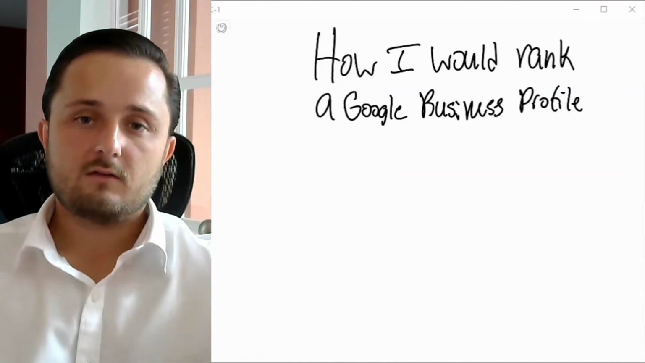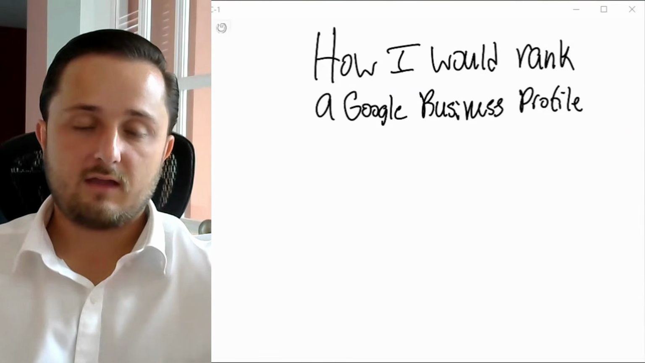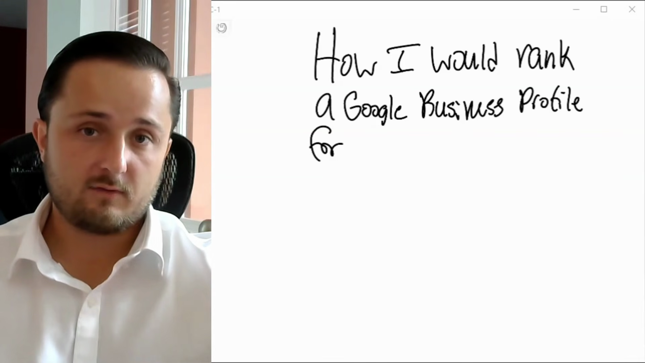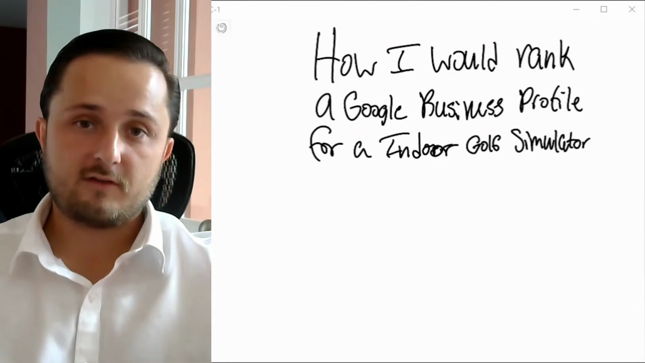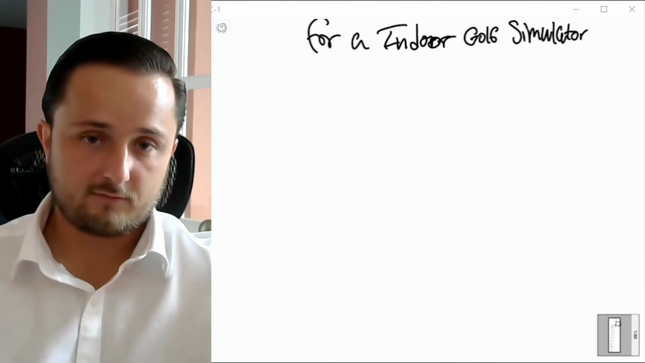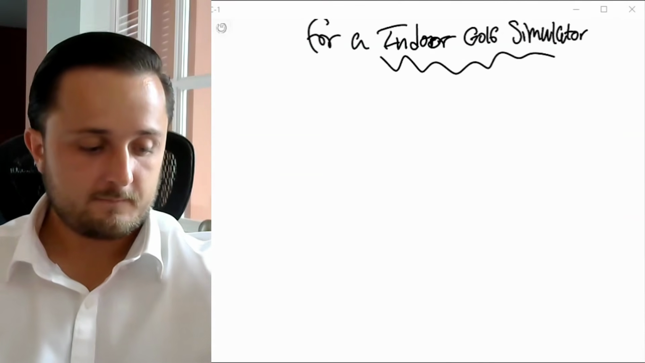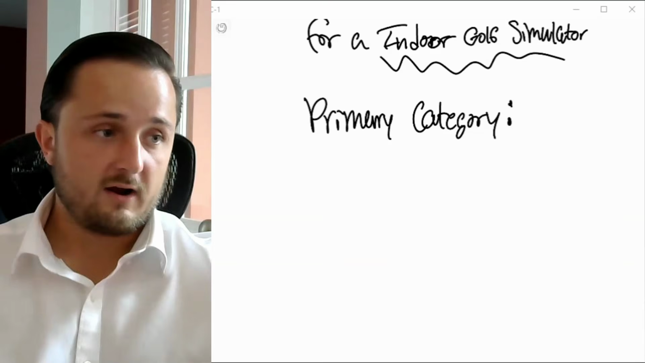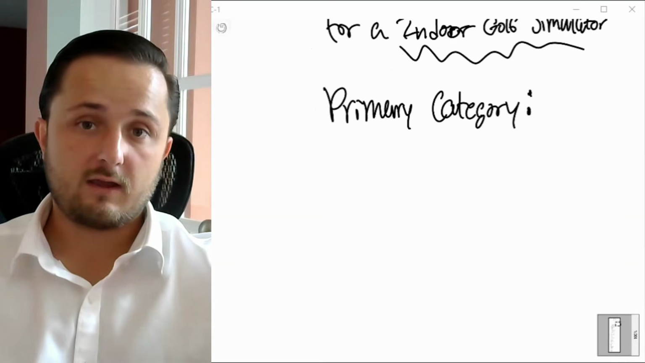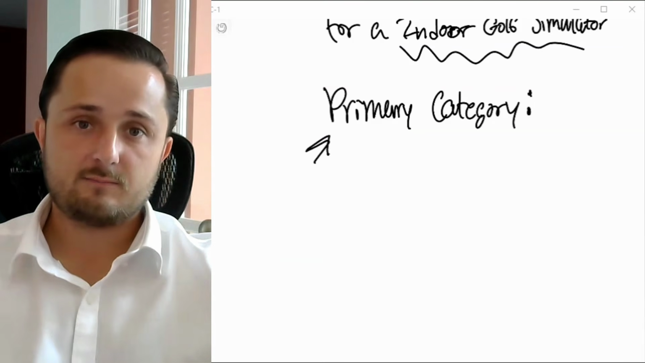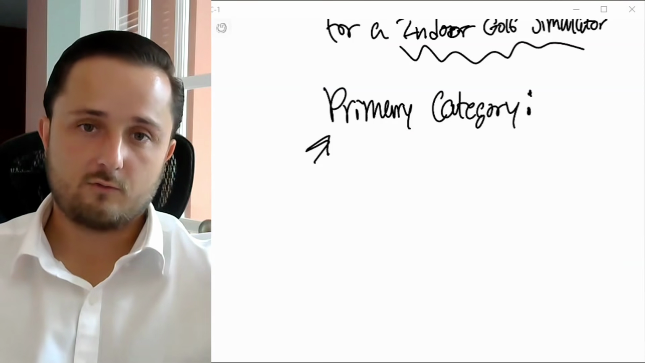So now this is how I would rank a Google Business Profile for an indoor golf simulator business. The first thing we're going to talk about for the Google Business Profile on an indoor golf simulator is your primary category. The primary category for an indoor golf simulator business needs to be indoor golf course.